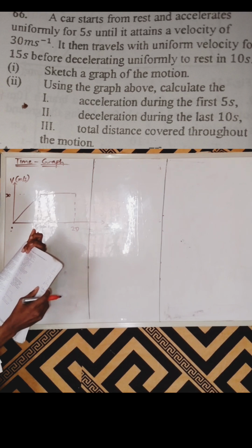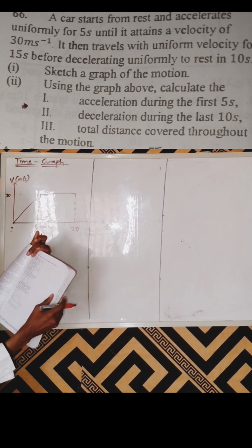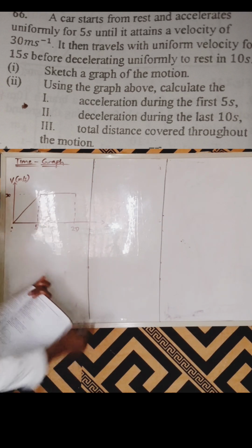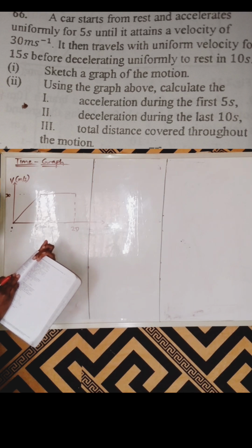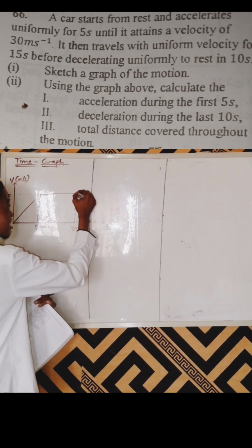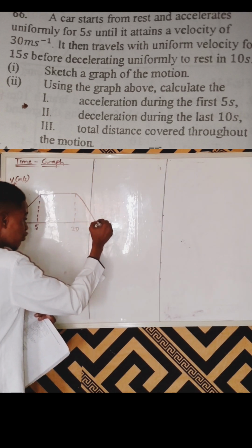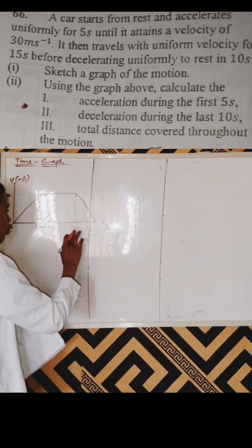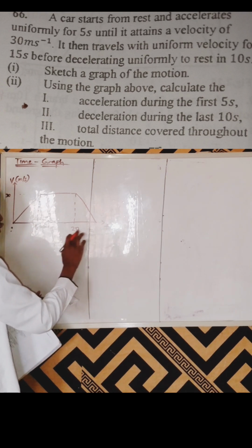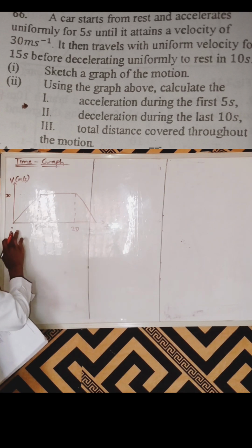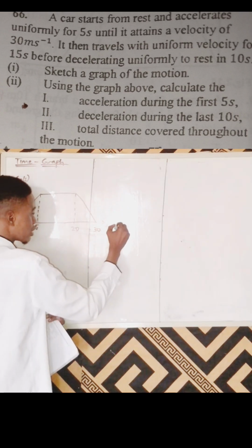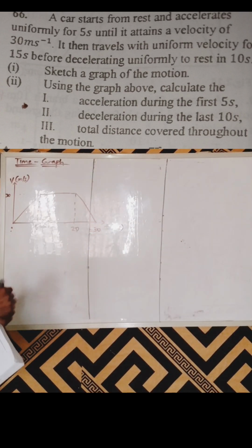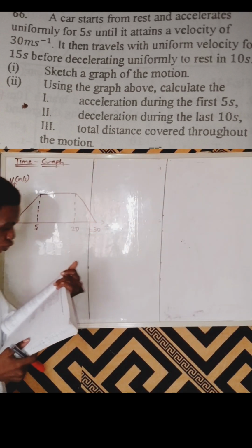So they said for 15 seconds before decelerating uniformly to rest in 10 seconds. To decelerate means to reduce. So it decelerates, it comes down to rest for 10 seconds. So from here to here is 10. If from here to here is 10, and from here to here is 20, from here to this side of the board is going to be 30 seconds. And you know that the time is in seconds.